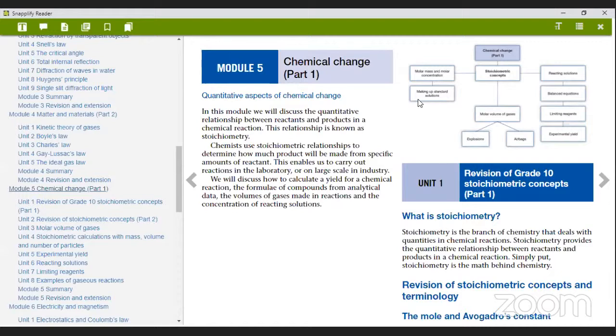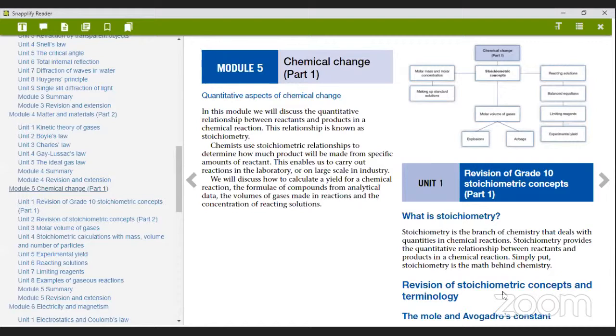As you can see there, it's making up of standard solutions. And then with the second one, explosions and airbags. And the other one is balancing equations, limiting reagents, and experimental yields. So these are all the stuff that we are going to be working with in this part of chemical change.